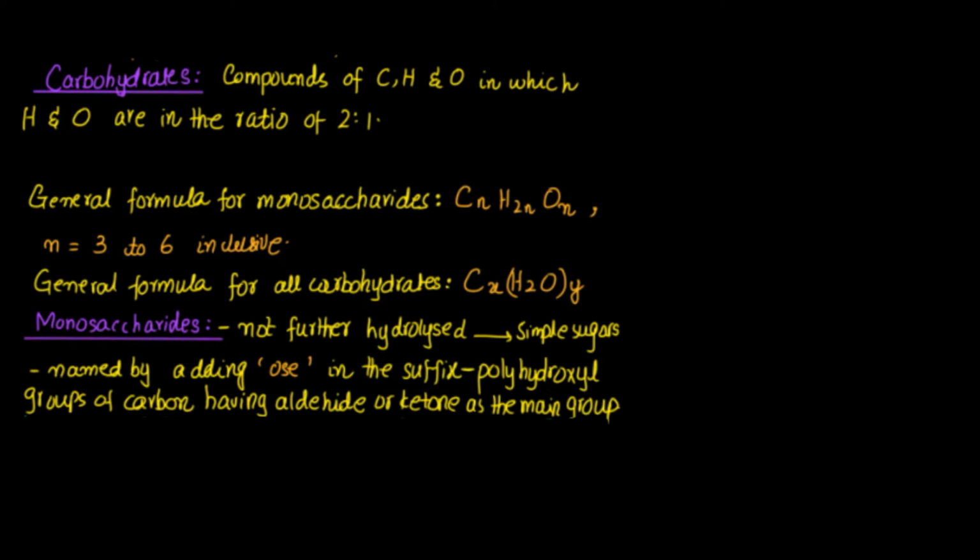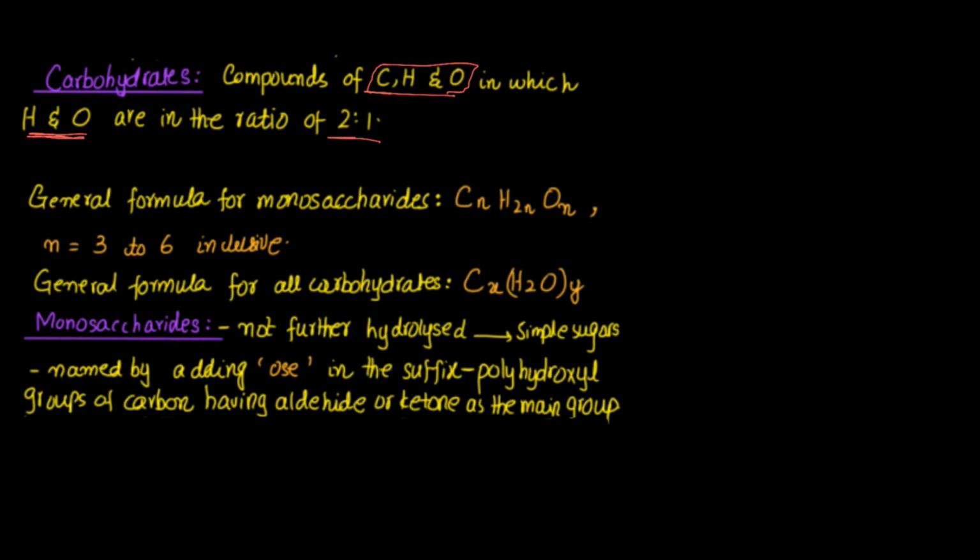Today we will be continuing with biological molecules and we will be starting with carbohydrates. Now what are carbohydrates? Carbohydrates are compounds of carbon, hydrogen and oxygen in which hydrogen and oxygen are in the ratio of 2:1. So for something to be a carbohydrate, it needs to have, first of all, only these three elements and not any other element. And secondly, the ratio of hydrogen to oxygen should be 2:1.